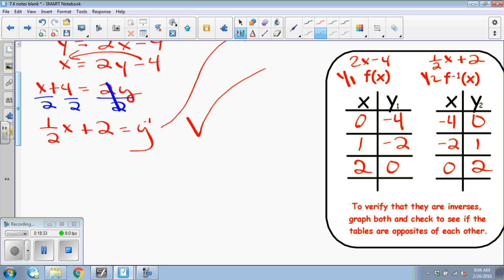Okay, and so for each one that we do, I want you to go look at the table, and you're going to have some practice with this on the homework too, checking the table to see if they're inverses. Okay? And so basically you're going to look at the x value in y1. So if it's 0, negative 4, then go find negative 4 in the x column and see if y2 is 0. Okay? And so let's look at the next thing.